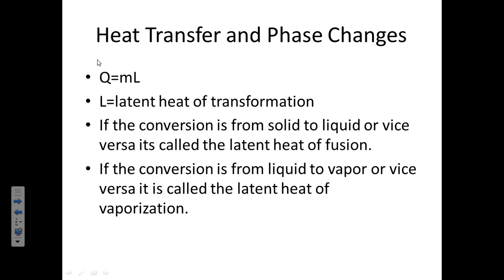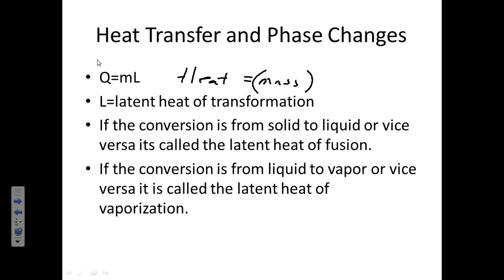So let's go to another slide and we'll come back to this in a second. We need to know how to calculate this as well. And this is just Q equals M times L. And again, it's heat equals mass. And the L is the latent heat of transformation, the heat that's causing the change of state.